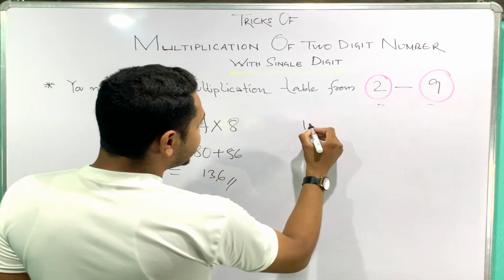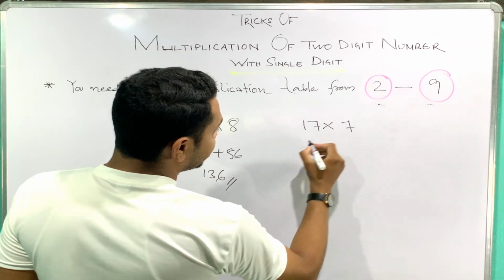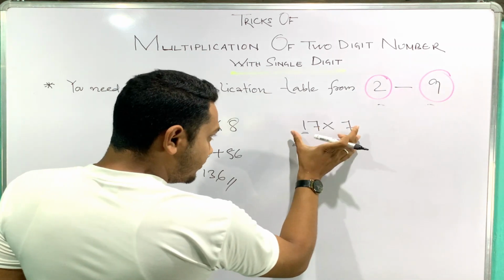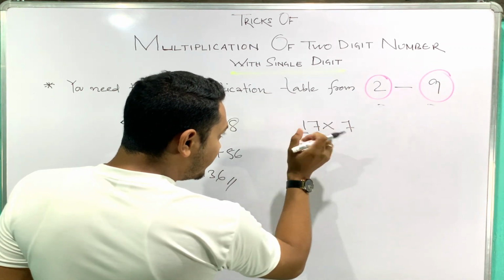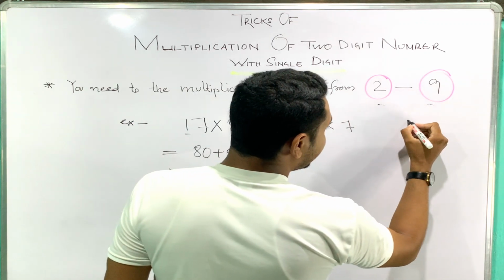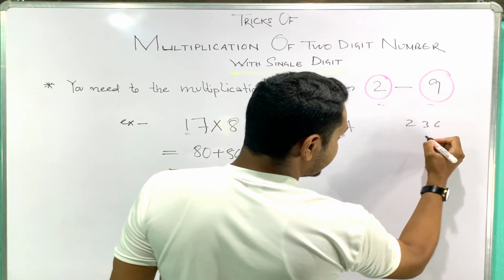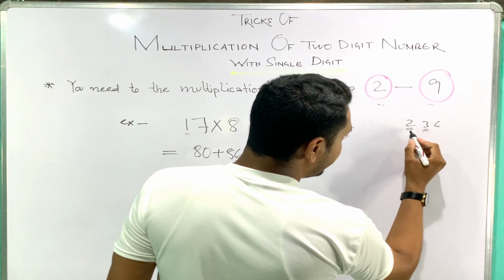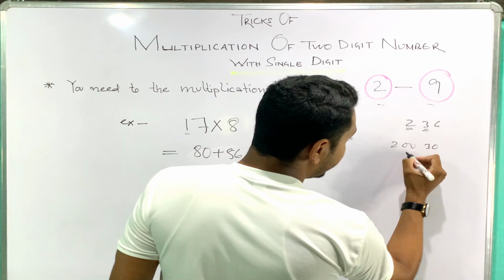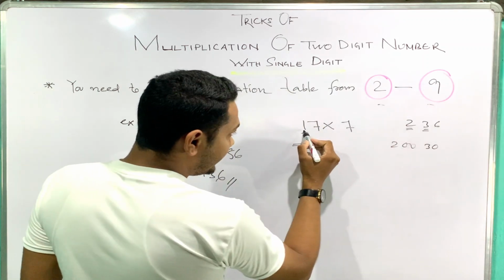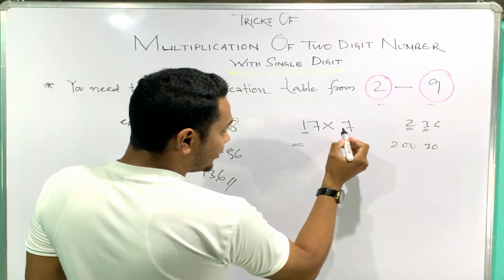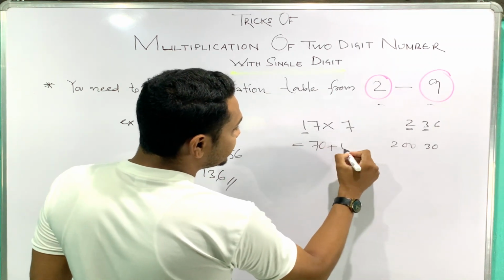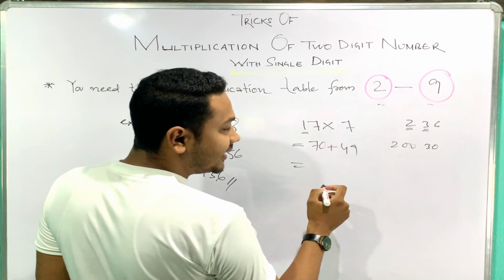Moving to some more examples, 17 into 7. So just have a look, the place value of 1 here is 10. To make you understand this place value, if I write here like 236, okay, what will be the place value of 3 here, 30, and what will be the place value of 2 here, 200. Okay, so here 1 has a place value of 10. For that 7 ones are 70, I will write here, and then 7 sevens are 49. So how much are we getting, 119.